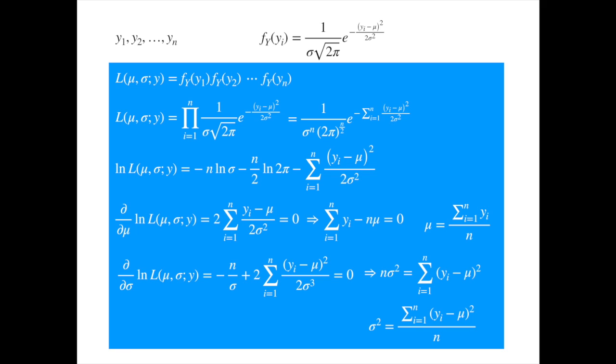Notice we have n in the denominator instead of n-1. This is because the maximum likelihood estimate of the variance is known to be biased, and to make it unbiased, we multiply it by n over n-1, so we get our sample variance formula.